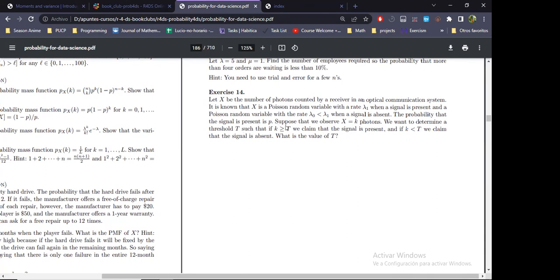Now suppose we observe X equals k photons. We want to determine a threshold t such that if k is equal or greater than t, we can claim that the signal is present, and if k is smaller than t, the number of photons counted, then we can claim that the signal is absent.